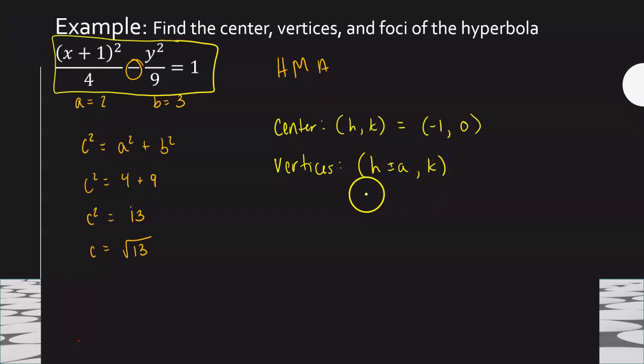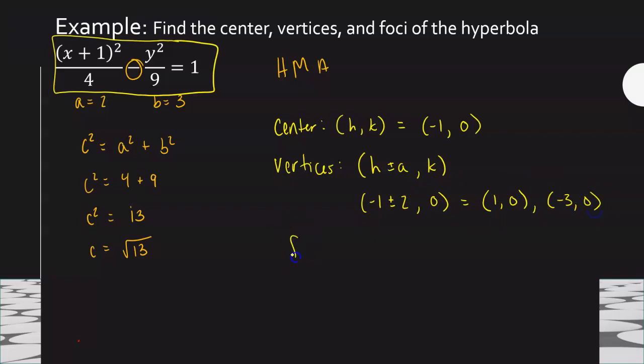So in this case, our h value is negative 1. Our a value is 2, so it'll be negative 1 plus or minus 2. Our k value, which is 0, stays the same. So we're just going to simplify this. Negative 1 plus 2 would be 1. So one of your vertices would be at 1, 0. And the other one, negative 1 minus 2, that's negative 3. So negative 3, 0 would be our other vertex.